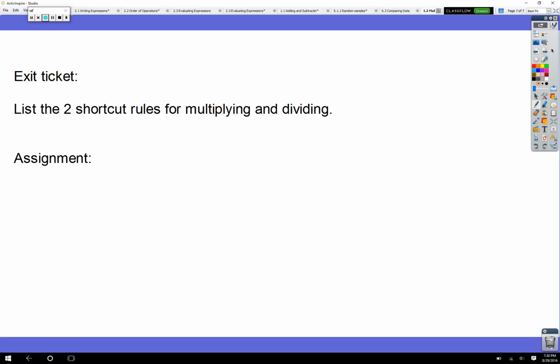Okay, as an exit ticket, I want you to list the 2 shortcut rules for multiplying and dividing, and try to do this from memory. And then your assignment is to do the CUDA worksheet on multiplying and dividing integers.